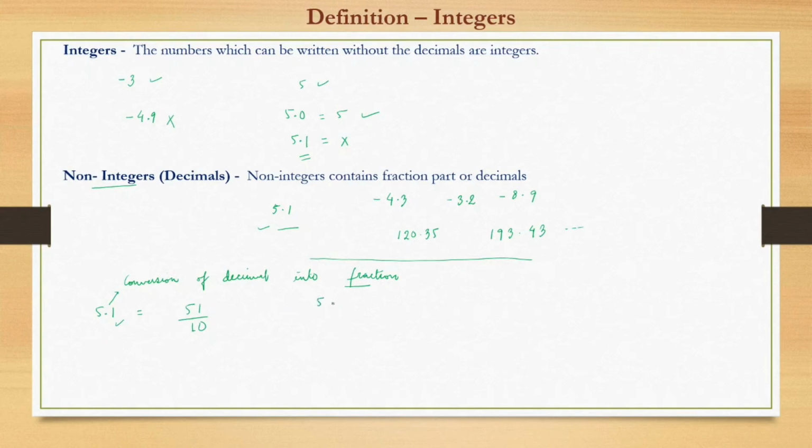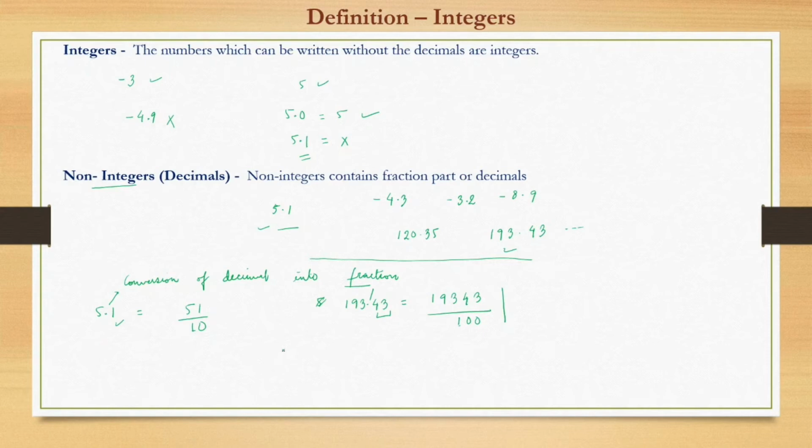Similarly, had it been, say, this example, we will take 193 upon 0.43. When we have 19343, we take off the decimal. So for that we will place 1, and how many digits are there after the decimal? 2 digits, 4 and 3. So for those two we will place 00. So this is a fraction form of the decimal.